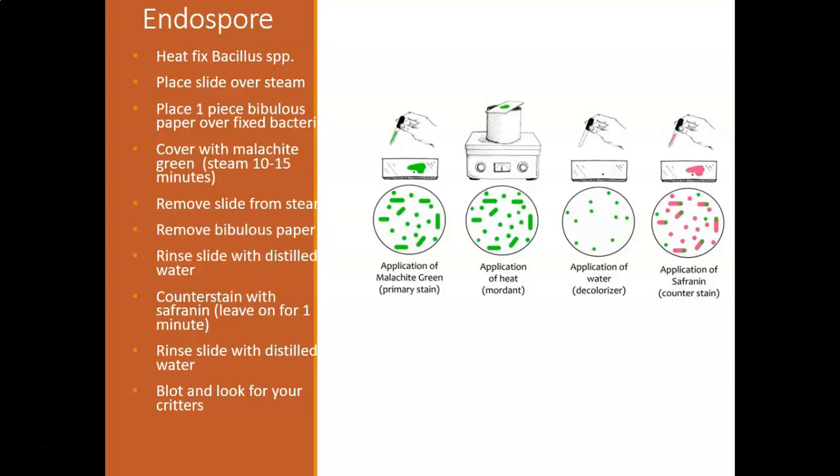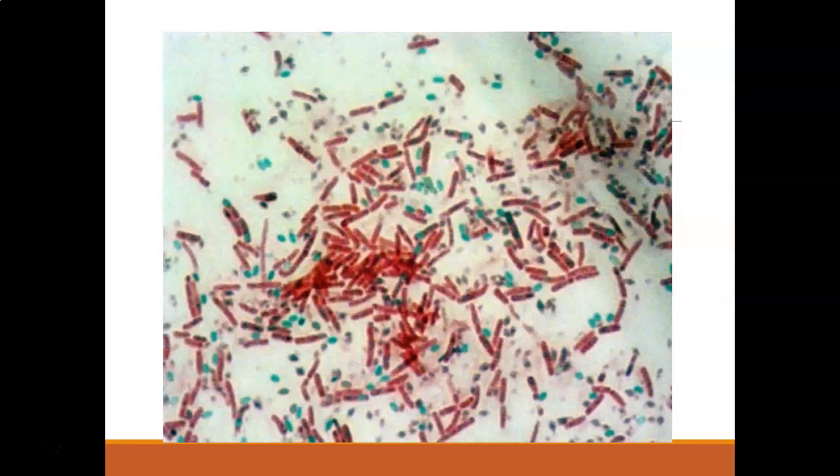Once you are done steaming for that 10 to 15 minute period, you remove the slide from the steam, you remove the bibulous paper and toss it into the garbage can. You then rinse the slide with distilled water. We do not decolorize. The distilled water is the only thing we use. Distilled water will actually rinse the color from all of the cells, but endospores will retain that malachite green. We then counterstain with safranin, and the cells themselves will turn pink, whereas the endospores will stay green. And so this is a beautiful endospore stain. You can see the endospores, you can see the cells.